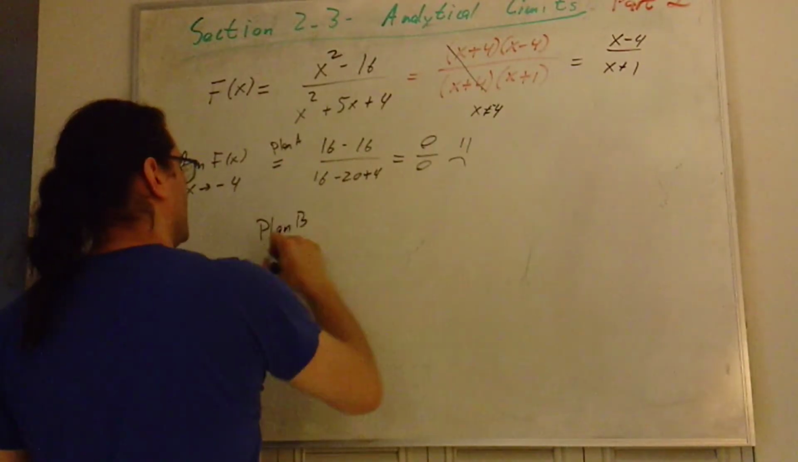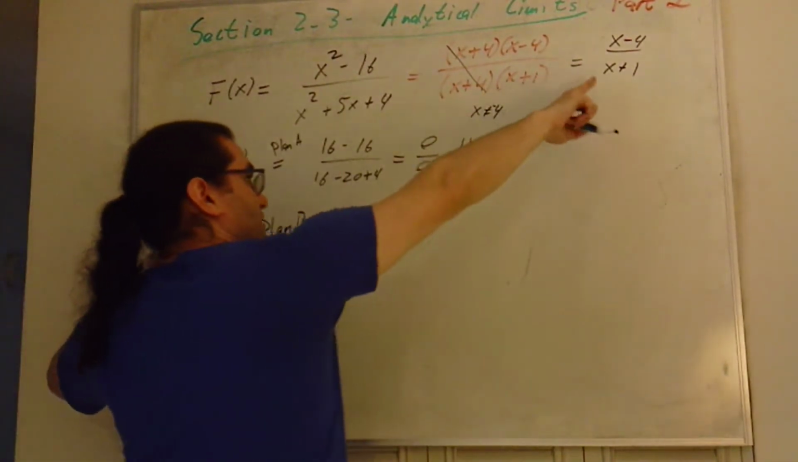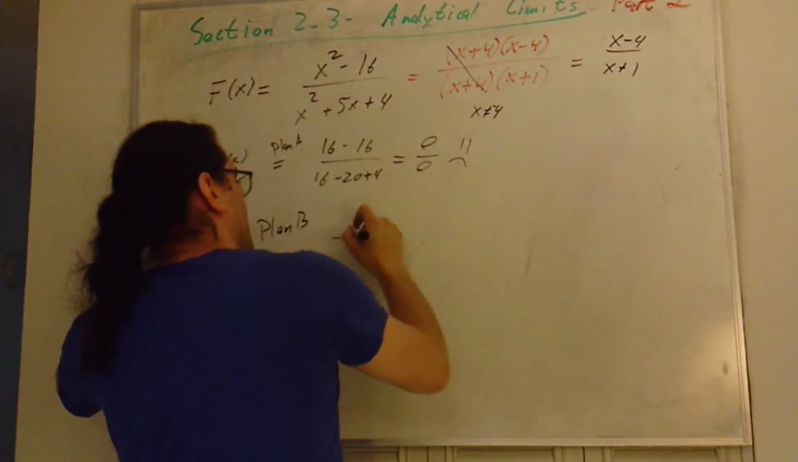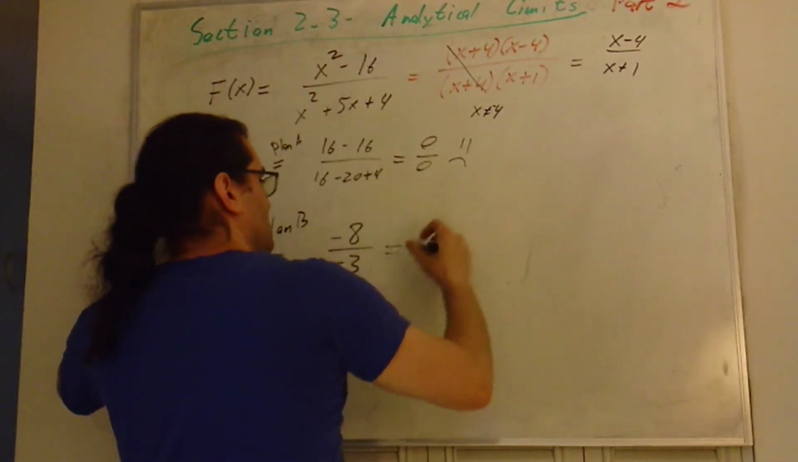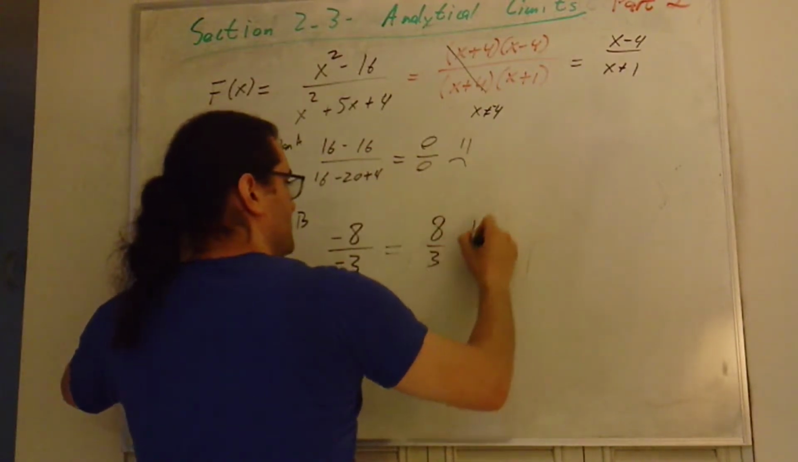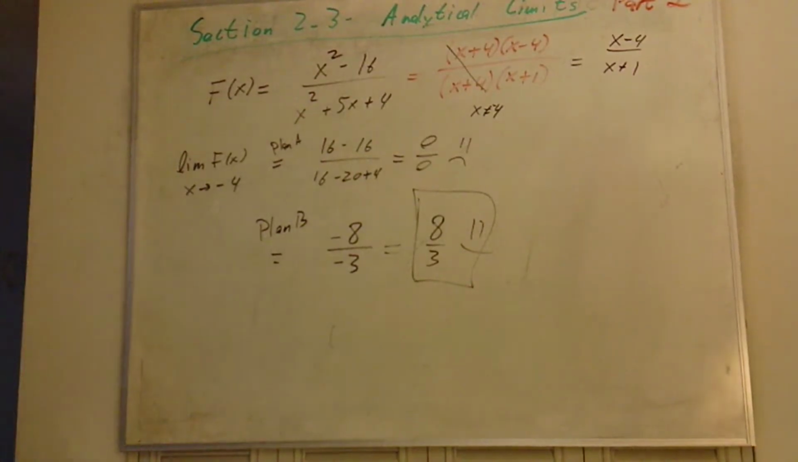So we're going to go to plan B. Plan B is going to be plugging this x value into the simplified function, which will give us a negative 8 on top and a negative 3 on bottom, which simplifies into 8/3. And we're happy with that one. No problems with 8/3.